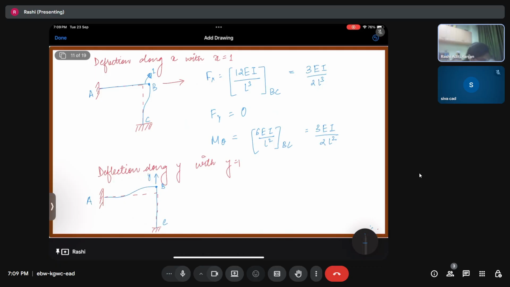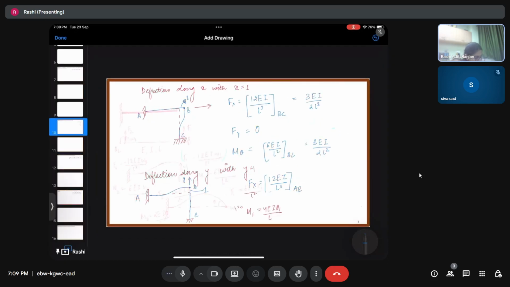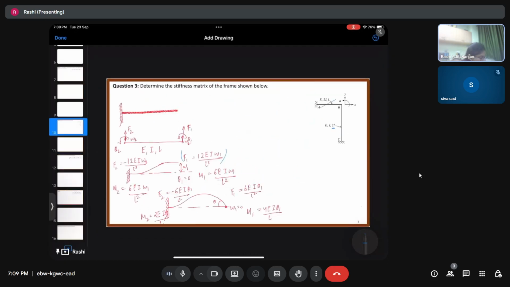This is y, and then this is 1. Earlier we were concentrating on the BC element, now we'll be concentrating on the AB element. Simple. So again, f of x is going to be 12 EI by L cube, but this time it is for AB, and for AB we have different values. L is the same, only I is twice.